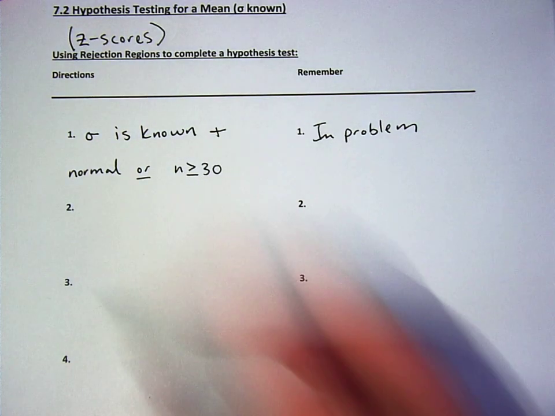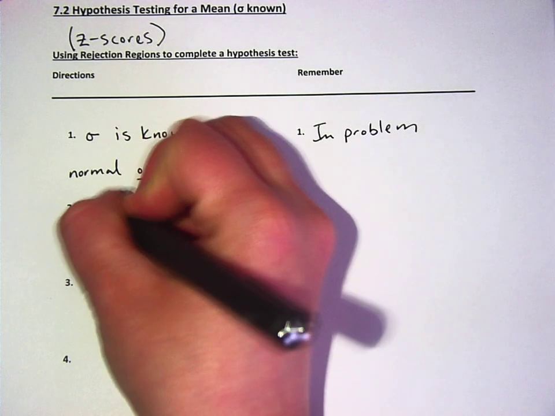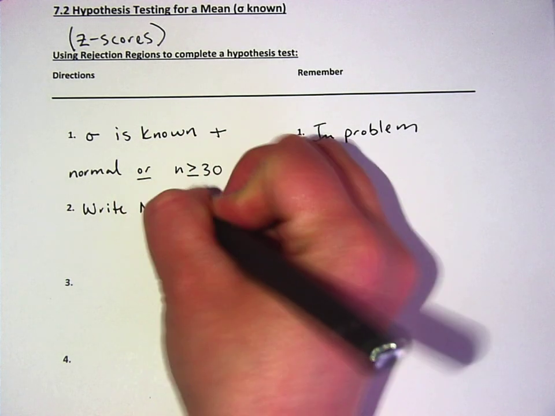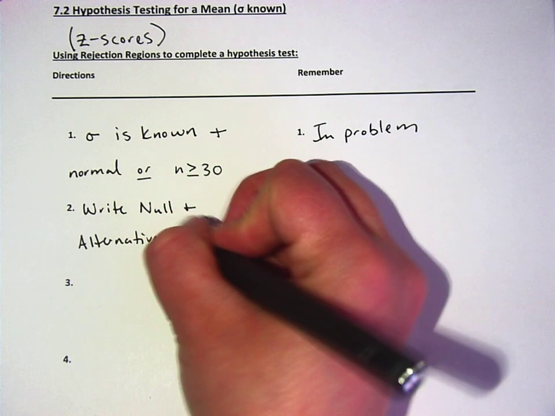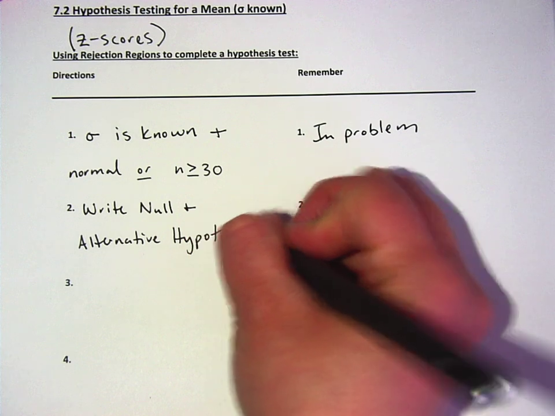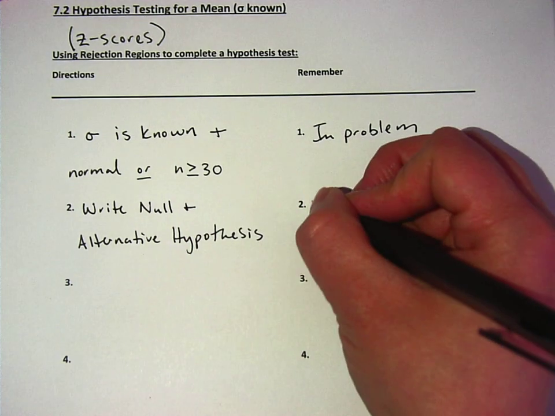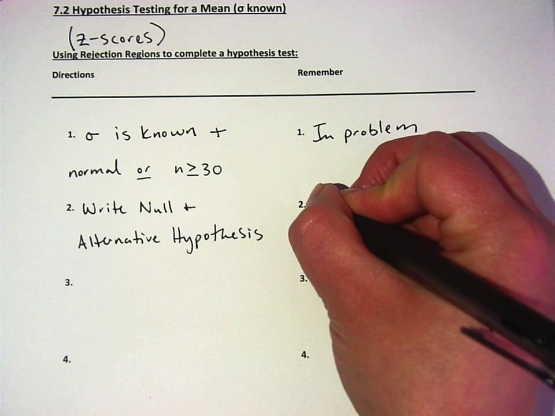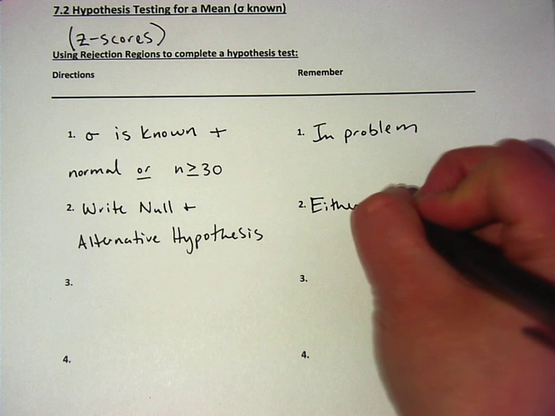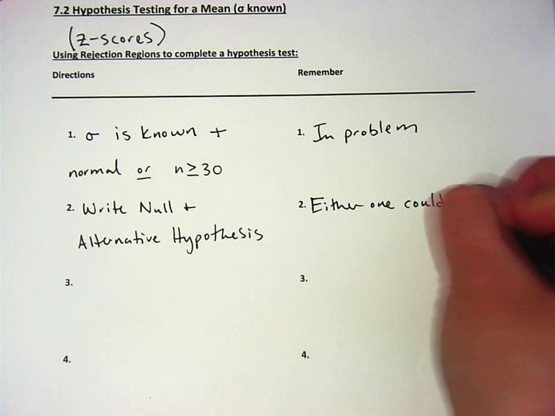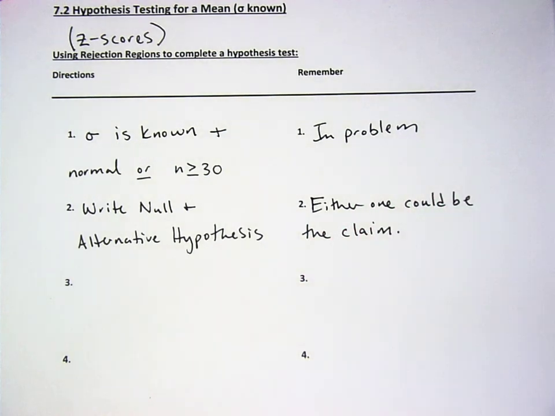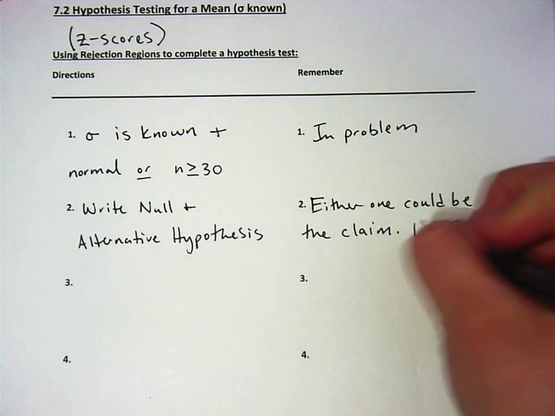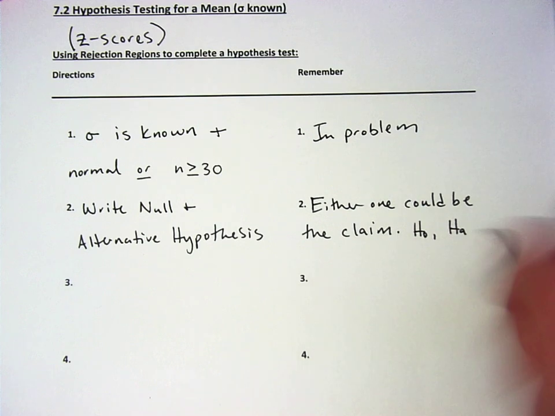Okay, next. You're going to write the null and alternative hypothesis. On the remember side, I'm going to write either one could be the claim. Also, H sub O and H sub A is what we're talking about right now.